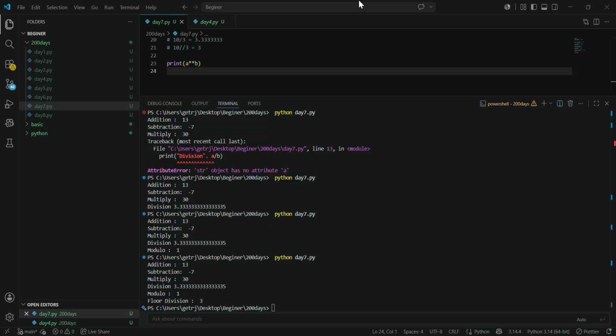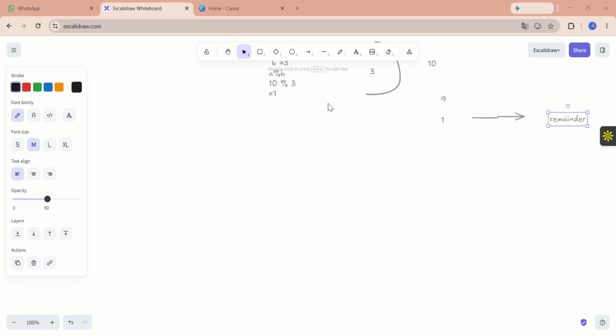Basically, exponents means power of a number. So a equal to 10, b equal to 3. So 10 exponent 3 means 10 is multiplied 3 times. Basically, it means 1000. Let me explain here. Now we are using exponent here. So basically 10 exponent 3.